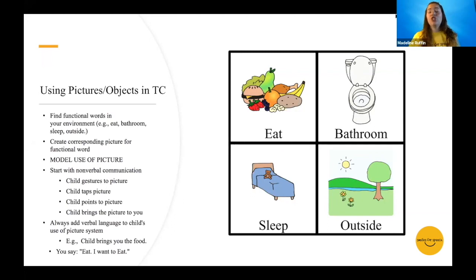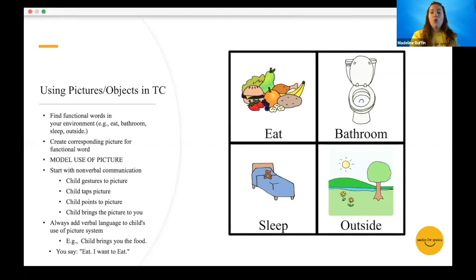So again, we would start by finding functional words in a child's environment, whether that's to eat or sleep or go outside or use the bathroom. Then you would create a corresponding picture for the functional word. So this is an example on my screen of one that I've used recently with a child. That child that I work with does have the receptive understanding to connect a picture of a toilet to the bathroom, but sometimes using real pictures can be a little bit easier for children.